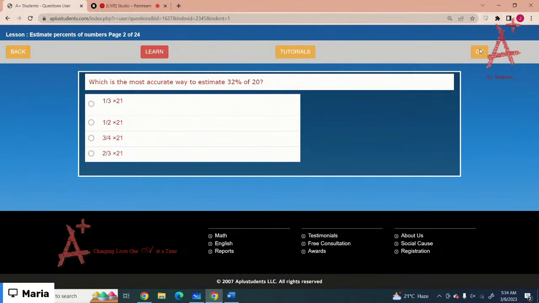Okay, the next one is, what is the accurate way to estimate 32% of 20? So again, here you have 32, which is near 1/3 of 100. It would be 1/3 of 21. You cannot divide 20 by 3, so you can round 20 to 21. So it would be 1/3 of 21. Got it?